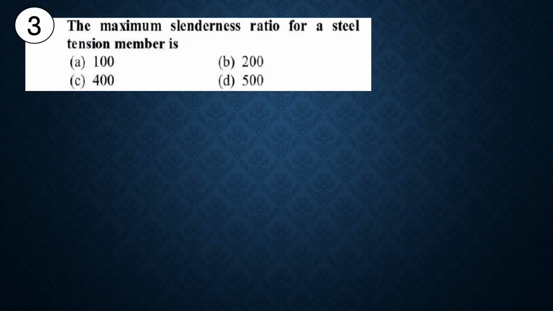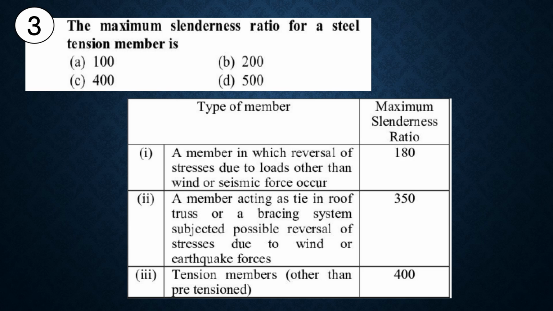Then question third, the maximum slenderness ratio for a steel tension member is. So this is the chart for slenderness ratio. Slenderness ratio is the ratio of effective length to radius of gyration. The first type of member is a member in which reversal of stress due to load other than wind or seismic forces occurs. Then the maximum slenderness ratio is 180.